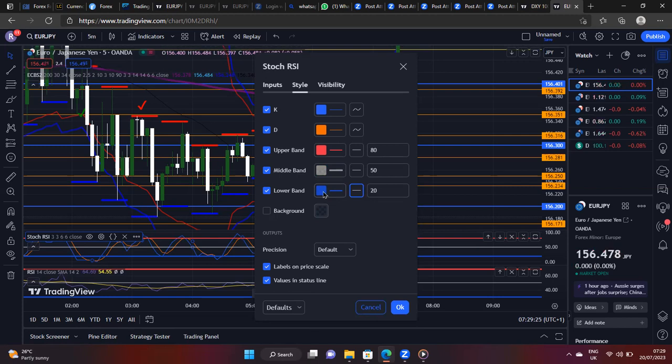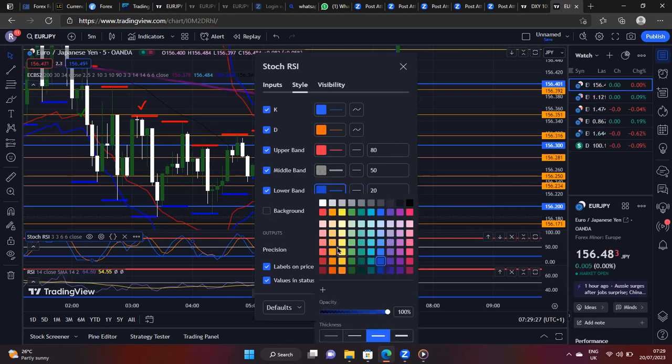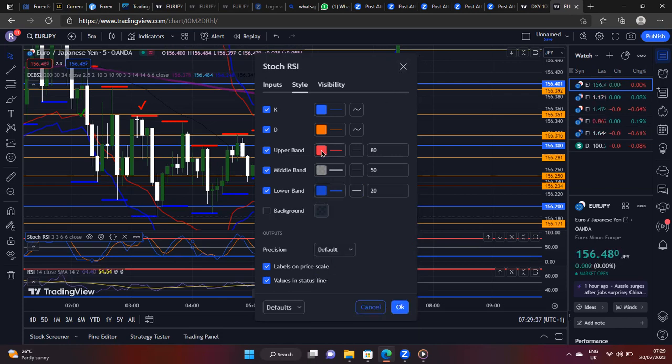And for me, I use a blue color. I color my blue, all right? So you can make yours any color you feel like. It is not a mandate. It's not mandatory that you must use blue.